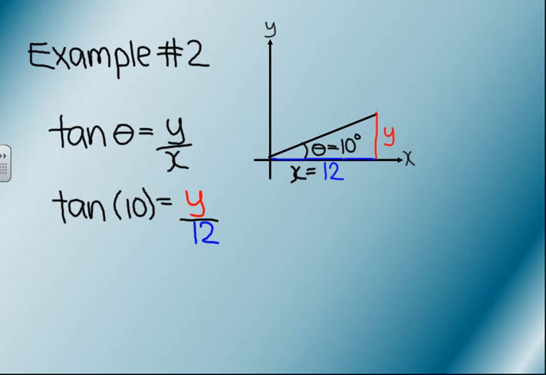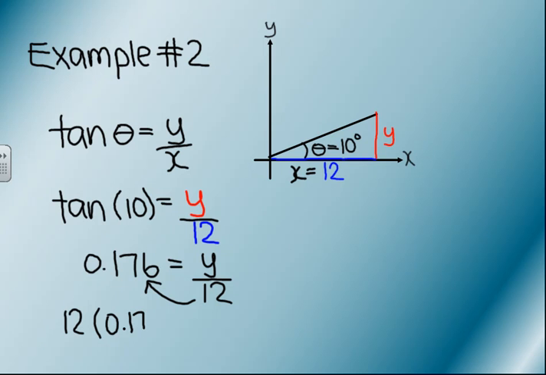So just start by plugging in tan. We know that this becomes 0.176 equals y over 12. And if you remember cross multiplying, to get y all by itself, we just bring up the 12. And so we have 12 times 0.176 equals 2.1.